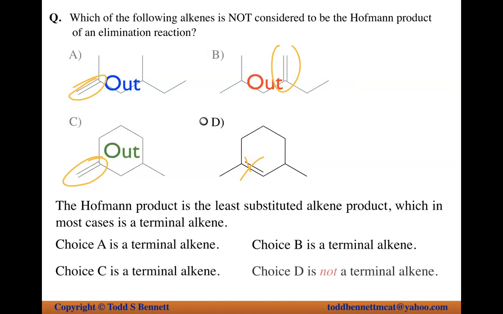The non-terminal one, using... I think I got that. Not terminal, so that is the best choice. It still could potentially be considered non-Zaitsev, but in this case, Hofmann would go here, here, here, or here, and it's going to be roughly equally substituted, so it's not really a Hofmann. It'd be tri-substituted, tri, and tri. So you can't really get anything on that one. So it can't be considered a Hofmann product because it isn't less substituted than alternatives.